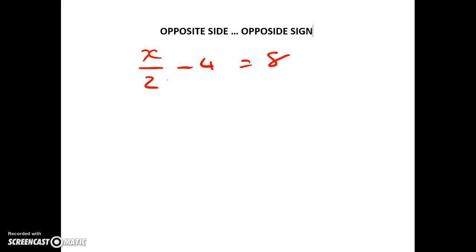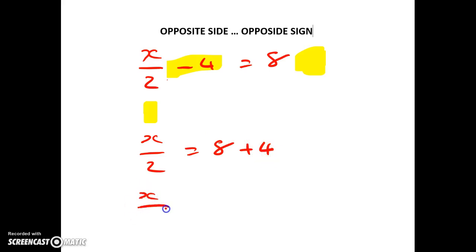Let's see if we can follow this idea of opposite side, opposite sign. We'll take that minus 4 and we'll pop it over here somewhere. Let's see what we get. We get x divided by 2. We've got rid of the minus 4. It's gone to the opposite side, so it becomes plus 4. We can say then that x over 2 equals 12.